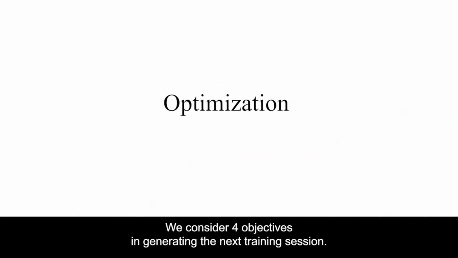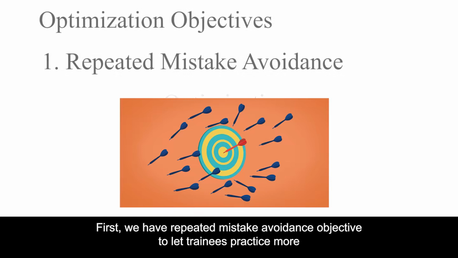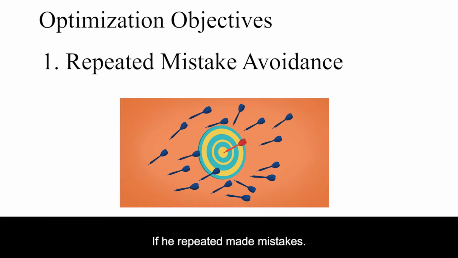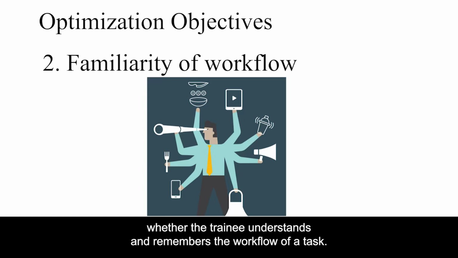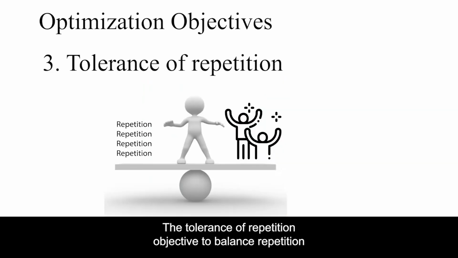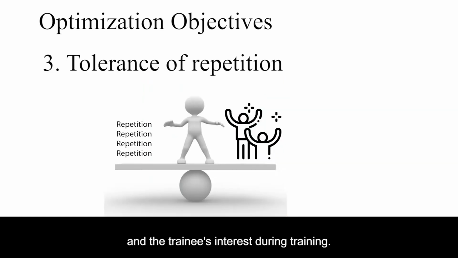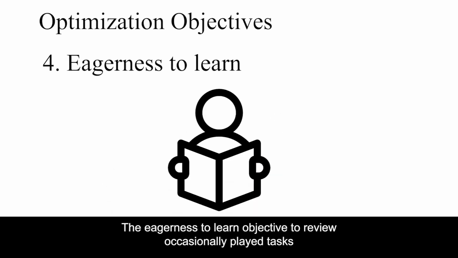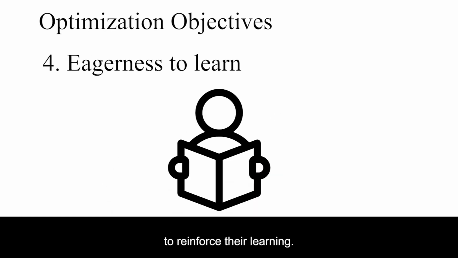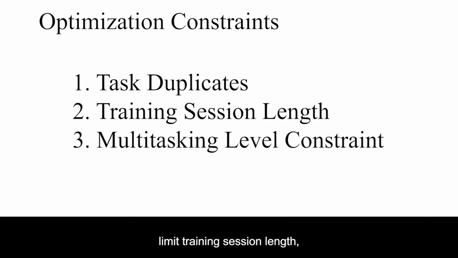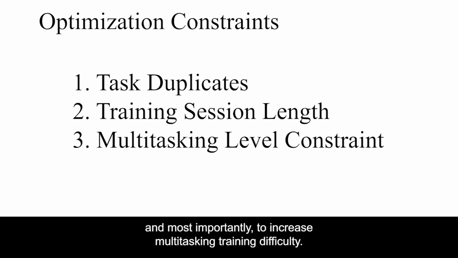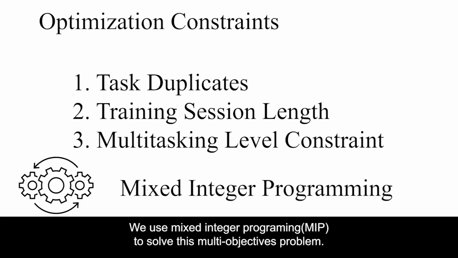We consider 4 objectives in generating the next training session. First, we have the repeated mistake avoidance objective to let the trainee practice more if he repeatedly made mistakes. We have the familiarity of workflow objective to evaluate whether the trainee understands and remembers the workflow of a task. The tolerance of repetition objective balances repetition and the trainee's interests during training. The eagerness to learn objective reviews occasionally played tasks to reinforce their learning. We also introduce a set of constraints to avoid duplicated tasks, limit training session length, and most importantly to increase multitasking training difficulty. We use mixed integer programming to solve this multi-objective problem.